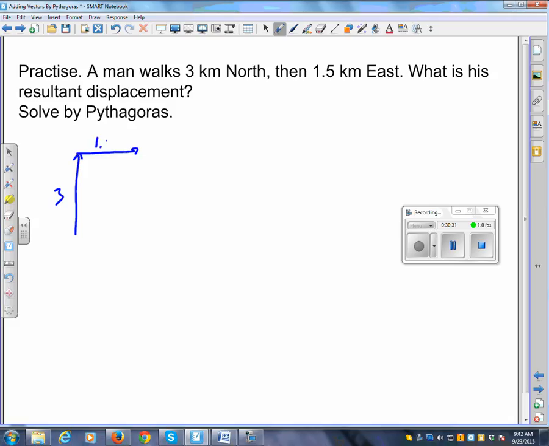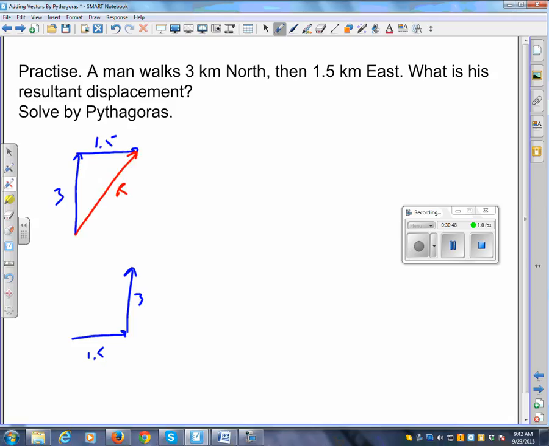Okay, so many of you drew it that way. What if you drew it this way? What if you went like this and then like that? No problem, 100%. You just put it in a different order. No big deal. Okay, so the resultant displacement is like this. Go ahead, Connor.